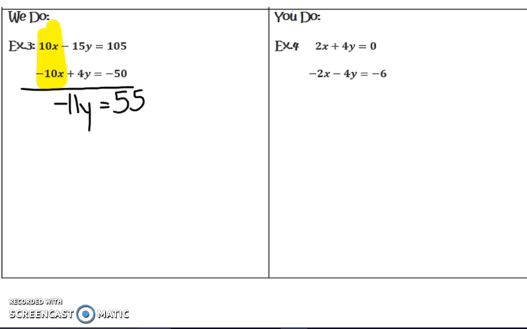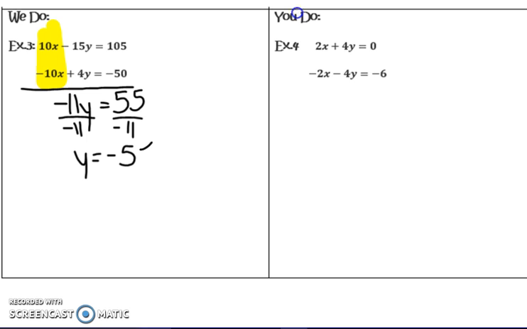Make sure to use the signs that are in the problem. If it's a negative, keep it negative. In this case, it was negative 50, so I'm going to do 105 minus 50. You could also say 105 plus negative 50. It will still give you the same answer. From here, I'm going to divide both sides by negative 11, and I'm going to be left with y equals negative 5.